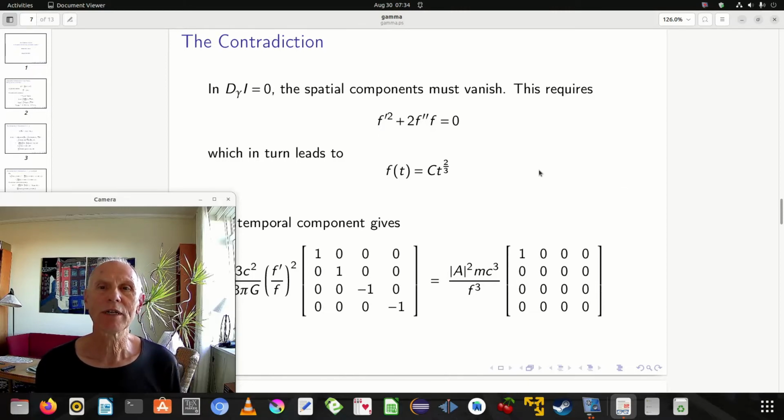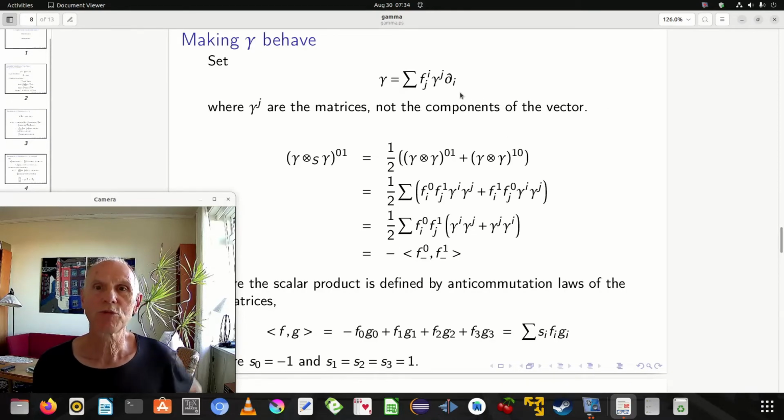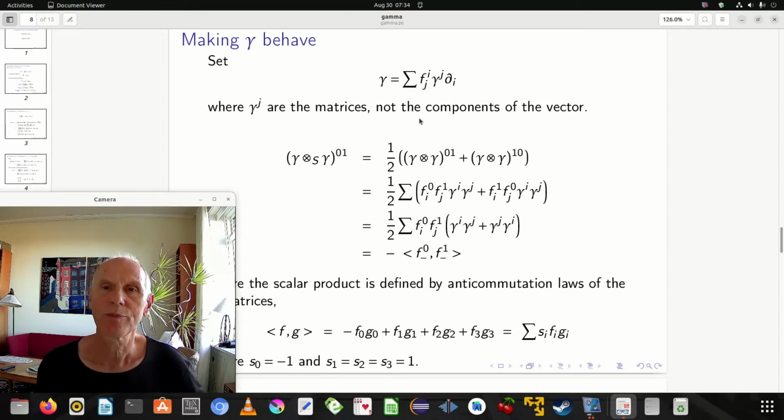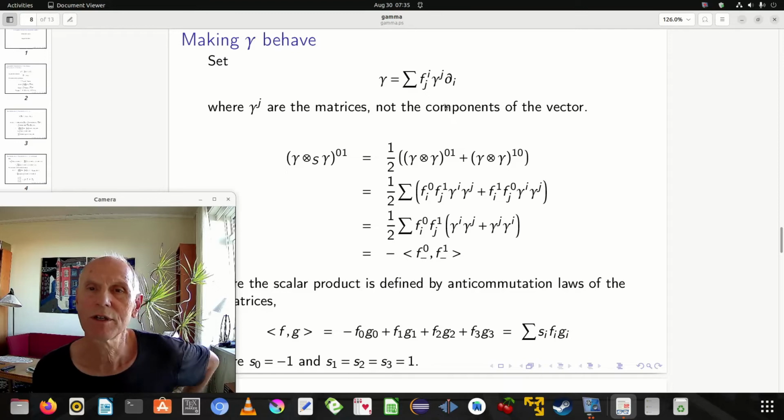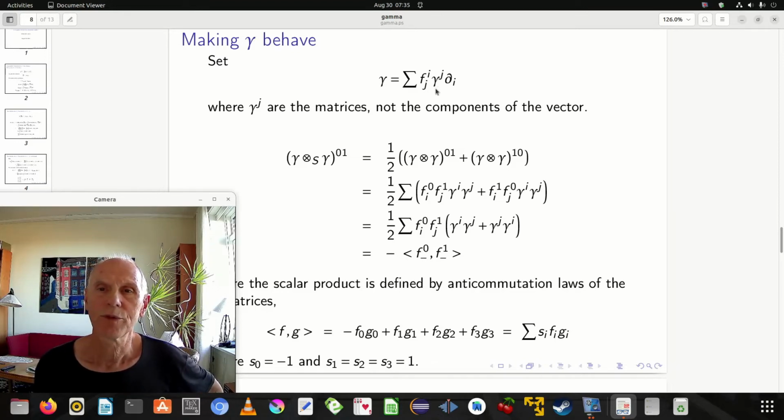Instead of doing that, I went in another direction. I said, let's put maximum constraint on the gamma. And what could I think of here? My idea was to use only the original gamma matrices and say that gamma must be a linear combination of these. So that's a maximal restriction, ensuring that the symmetric product will make sense. And I compute the symmetric product here.